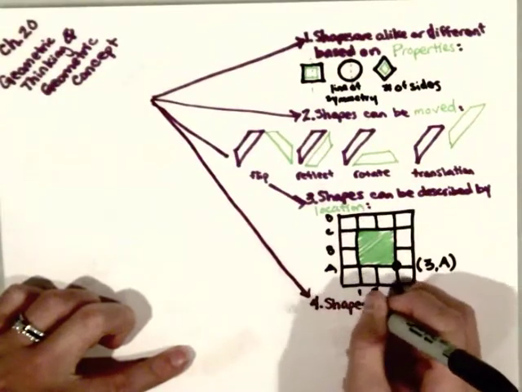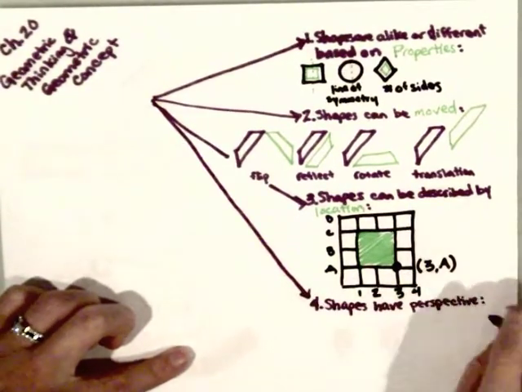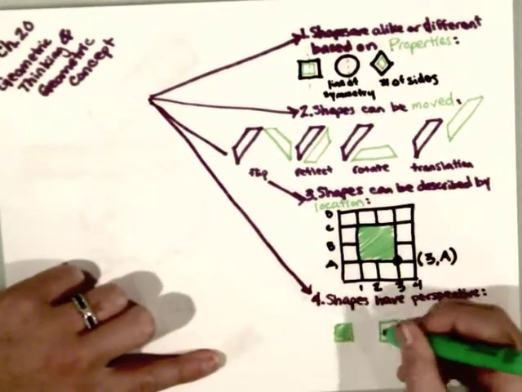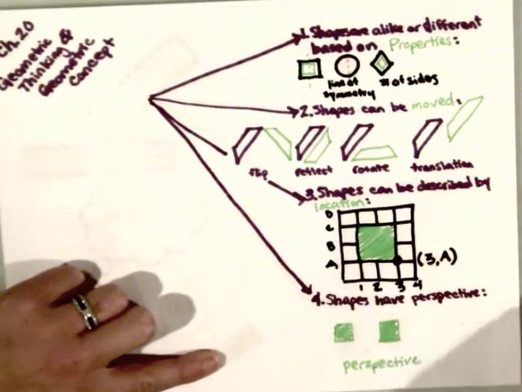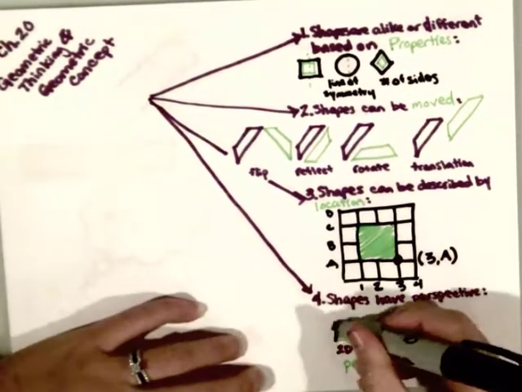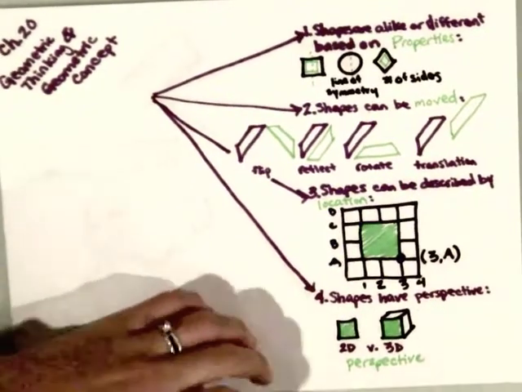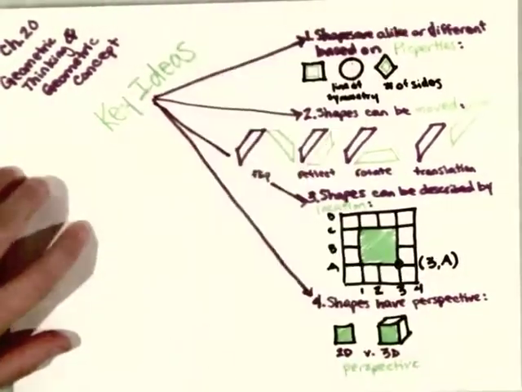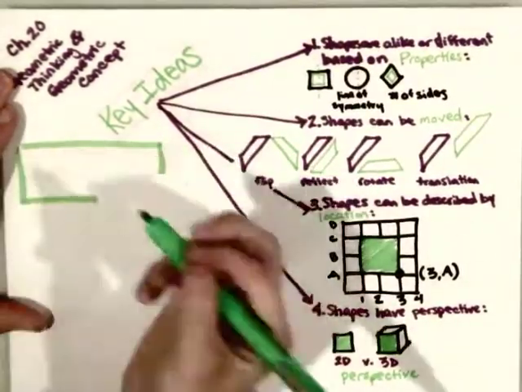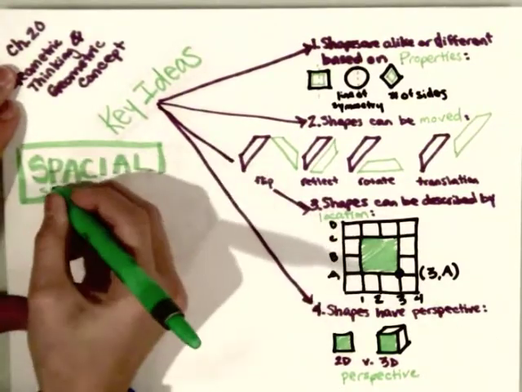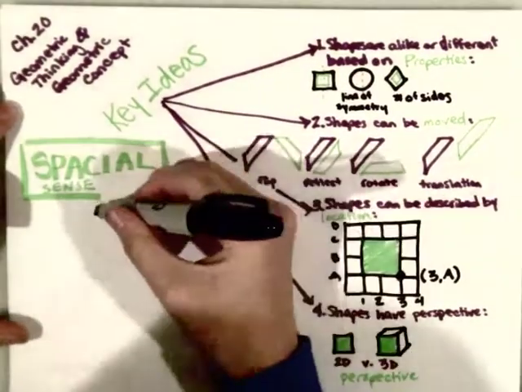Finally, the fourth key idea in this chapter is that shapes have perspective. Take this square, for example. It can be described in a two-dimensional way or as a three-dimensional cube. These are the key ideas in this chapter. And the key ideas can be understood by students through this development of spatial sense.